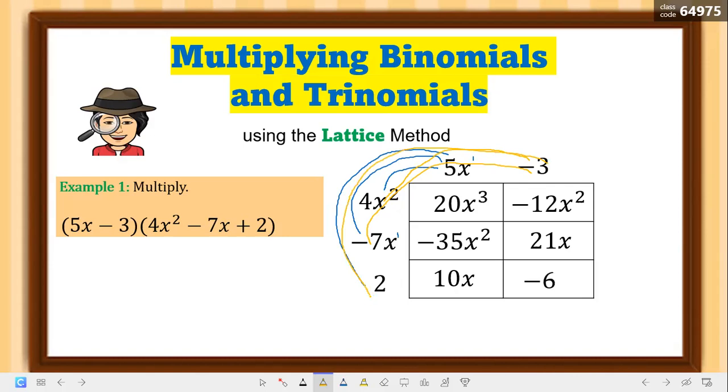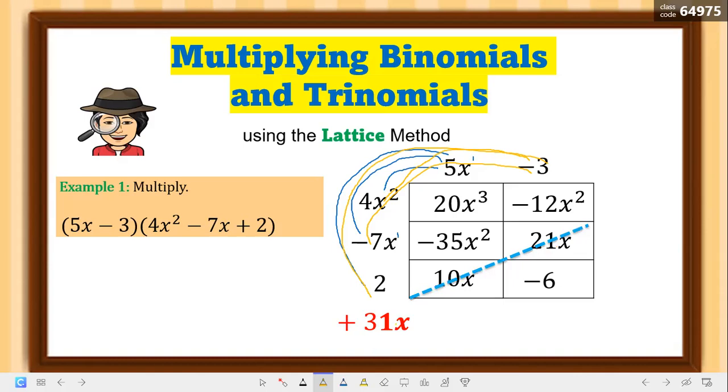Then gawa tayo ng diagonal. Saan ko ilalagay yung diagonal? Di ba kapag nag-form tayo ng diagonal, ito yon. Okay. And meron pang isa. O saan pa yung isa dyan? Yung negative 35x squared saka negative 12x squared. Okay, very good. Yes. Tama. So, but before that, i-add muna natin ito. What is 10x tsaka 21x?